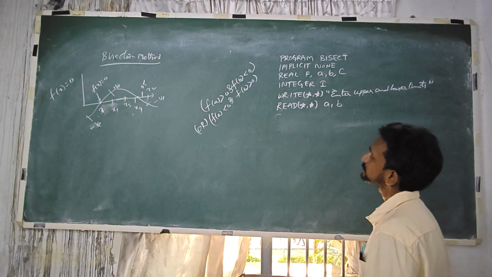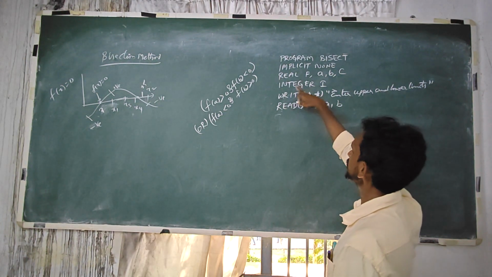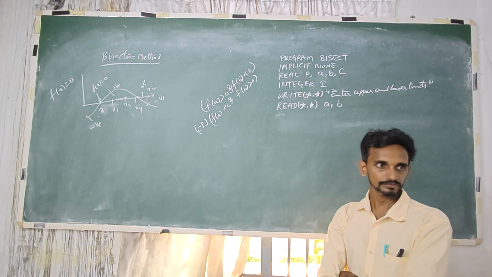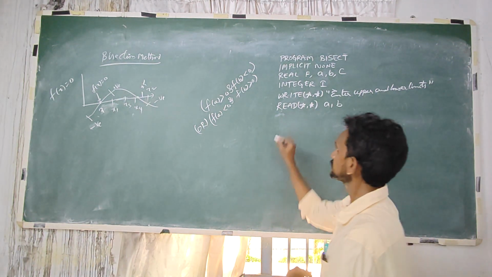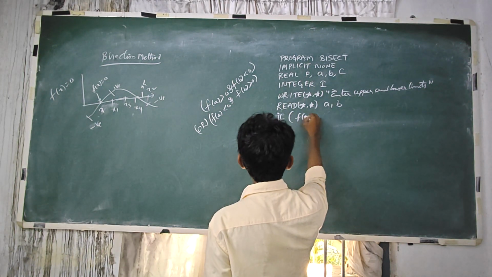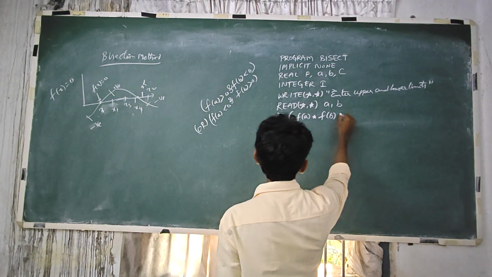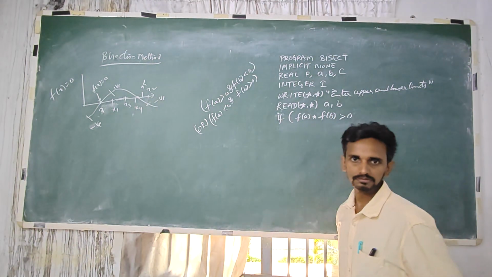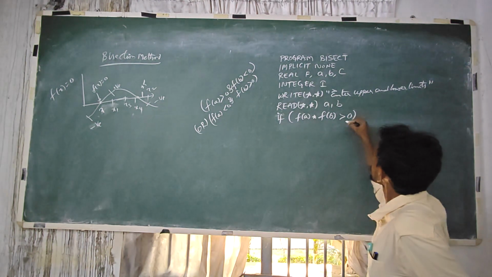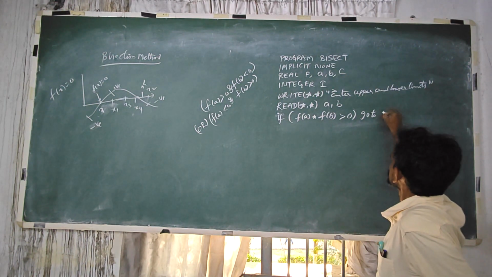So if the product is greater than 0, we have to go back and ask the user to enter the upper and lower limits, right? So if f of a star f of b is greater than 0, if both are of the same sign, go to whatever.